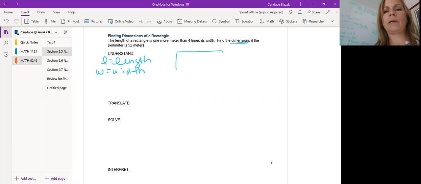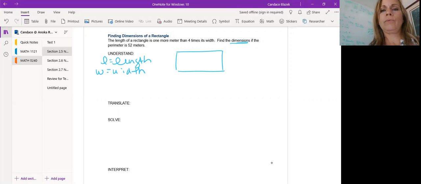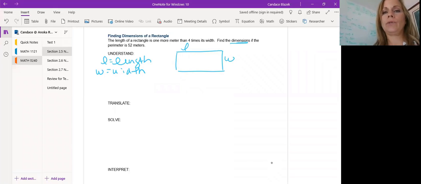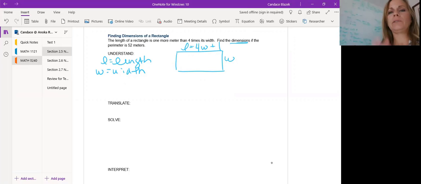Okay, so I'm going to draw up our rectangle again, and I'm going to label what we have. Usually with a rectangle, we always have a length and a width. The length of a rectangle is 1 more than 4 times its width. So here's the length, and it's going to be 1 more than 4 times its width. Now you can write 1 plus 4w because addition is commutative, but 4w plus 1 would be the more typical way to write this.